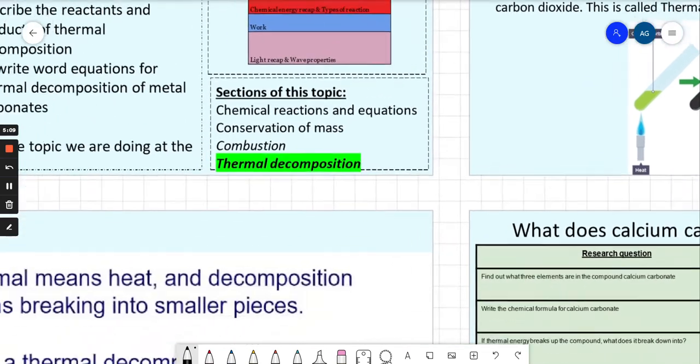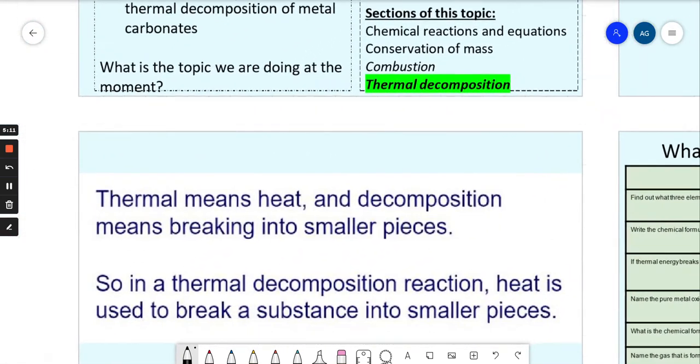Well, the reason why this is called thermal decomposition is because thermal means heat. If you remember back to your energy topic, we had the thermal store, which is the heat store of energy. So thermal means heat, and decomposition means breaking into smaller pieces. So in thermal decomposition, heat is used to break a substance into smaller pieces.